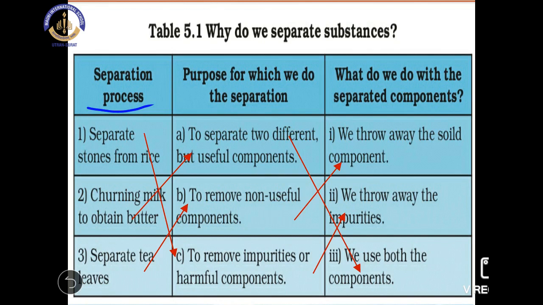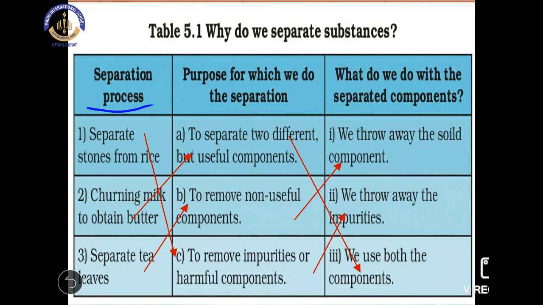And in the second column, the purpose of that separation process is written. And in the third column, what we will do after the separation process, when we get the 2 substances. The separated substances we get by the separation process, and what we will do with those separated components, that is written in column number 3. But it is misarranged, so we have to match them with the correct statement.